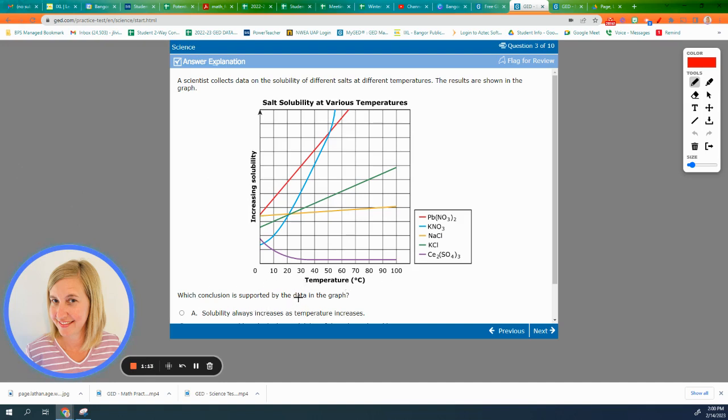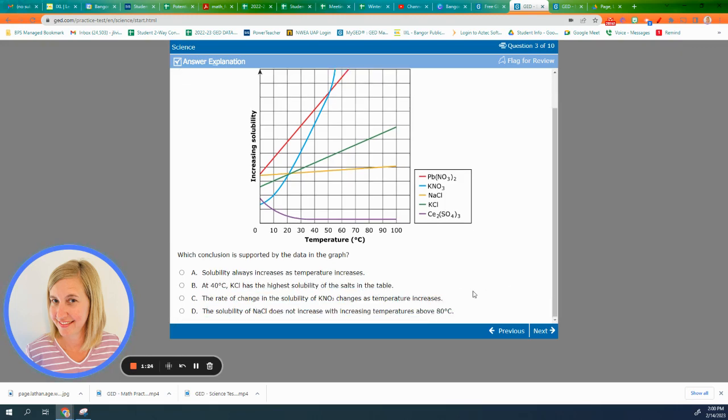So which conclusion is supported by the data in the graph? One good test strategy for this is to take a peek at all the answers first. Just kind of skim them so you know what some of your choices are, and then we'll go through them very carefully. So solubility always increases as temperature increases. At 40 degrees, KCl has the highest solubility, rate of change of KNO3, and the solubility of NaCl does not increase. Okay, so I see references to several salts here.